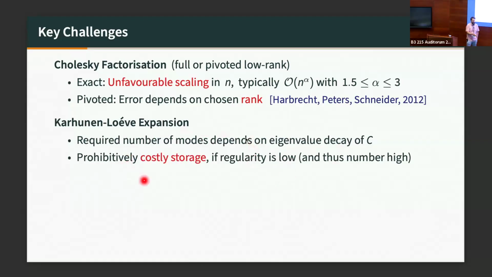And the second case is that in the Karhunen-Loève expansion, if you have a rather smooth random field, you might need quite a lot of these vectors to store in your matrix, in your eigenfunctions or eigenvectors, and this could be costly, and then also costly to evaluate.